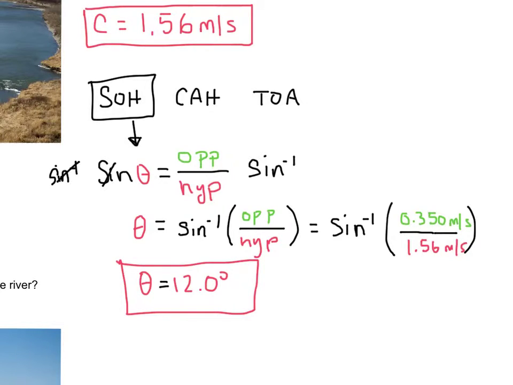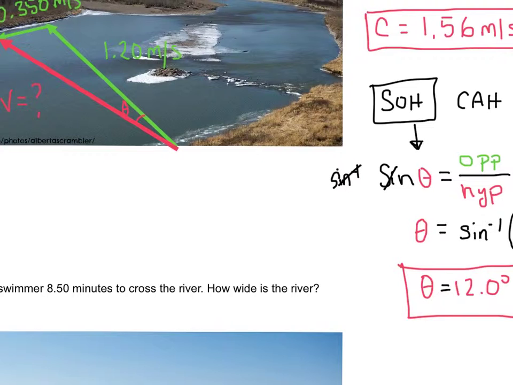So I have my magnitude and my direction. And so that would actually be my final answer. I could say that the swimmer was traveling at 1.56 meters per second at an angle of 12 degrees.